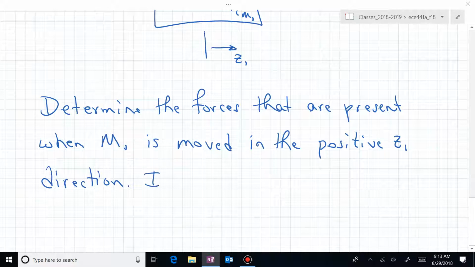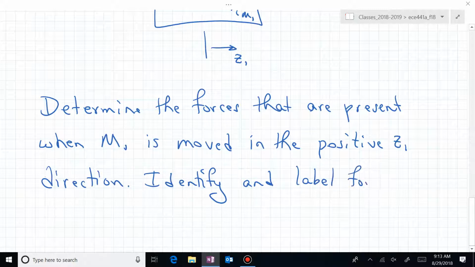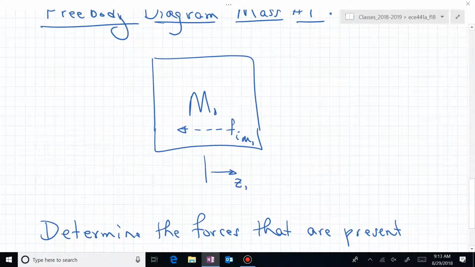So we want to identify and label those forces. And I started initially by just saying, well, if I'm moving that mass, it has some inertia, and that inertia is going to resist movement in the positive Z1 direction. It's going to be a force opposite to that movement in the Z sub 1 direction. Is that clear where F sub I sub M sub 1 came from?